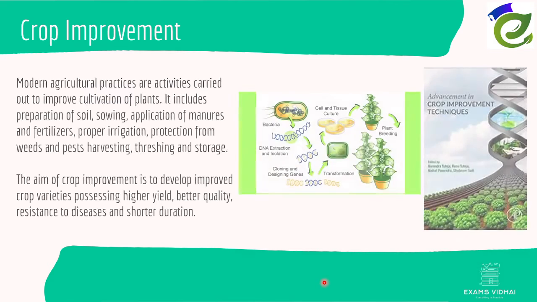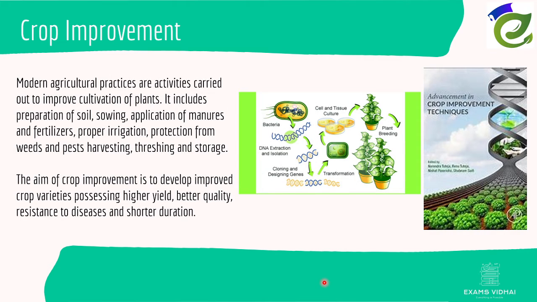So, crop improvement. Modern agriculture practices are activities carried out to improve cultivation of plants. So we have sowing, we have fertilizers, we have harvesting, we have irrigation. Modern agriculture makes sure these fundamentals are intact, and including it, we'll be looking into further scientific methods and basic methods to improve the crop yield that we get from our harvesting period. So the aim of crop improvement is to develop improved crop varieties possessing higher yield, better quality, resistance to disease and shorter duration.